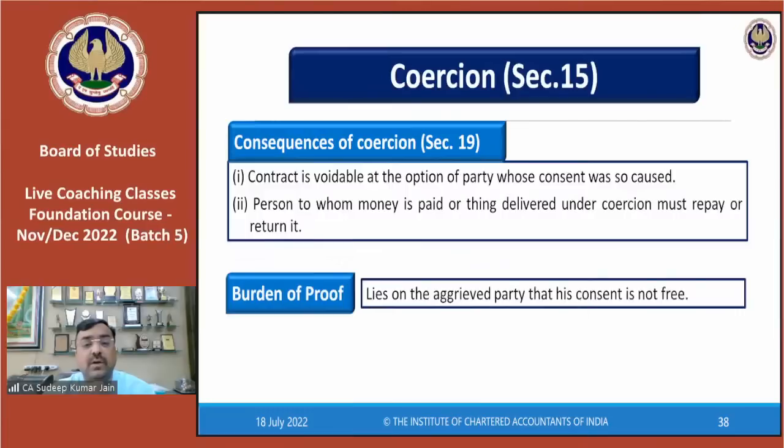Now, burden of proof. Who has to prove there was coercion? In the previous example, will the act prove it? No. The aggrieved party, the victim, has to prove that his consent was not free, that there was coercion by X on him. In this case, the person with whom coercion was done has to prove it, otherwise the court will not accept it as coercion. Clear?